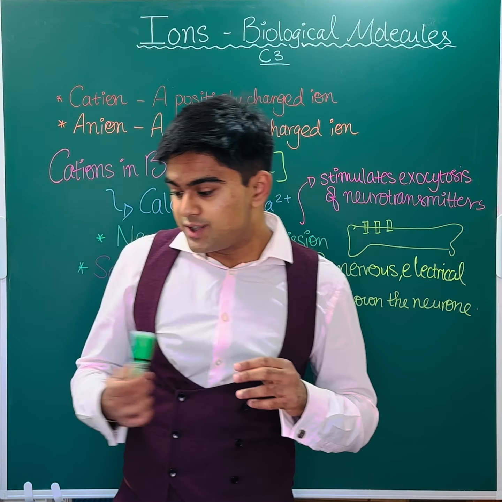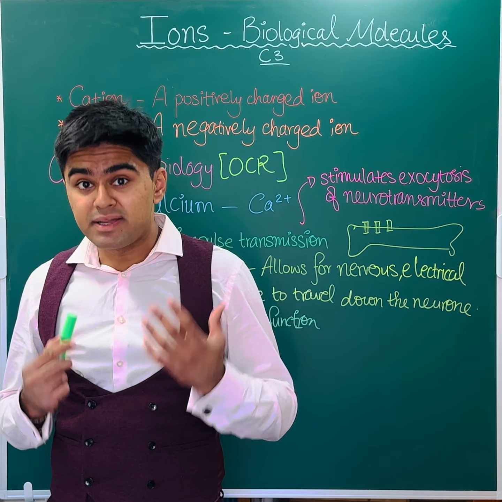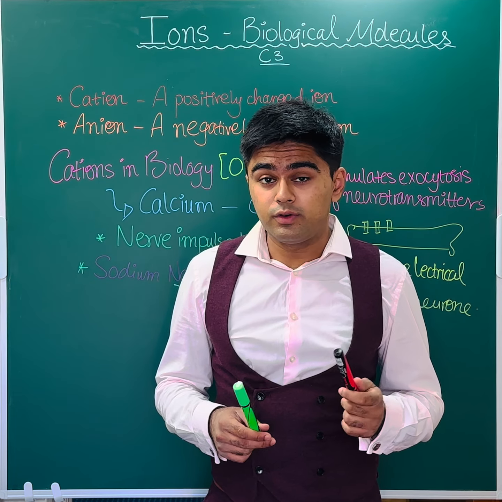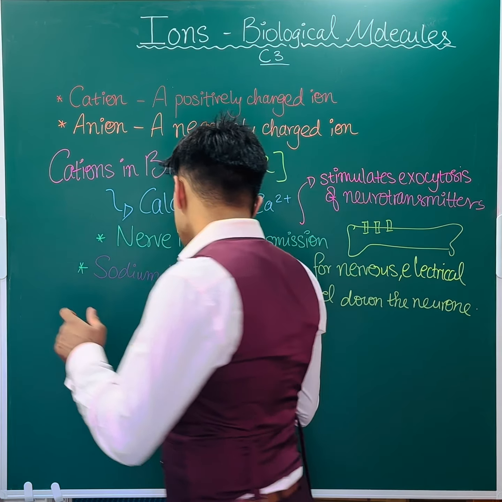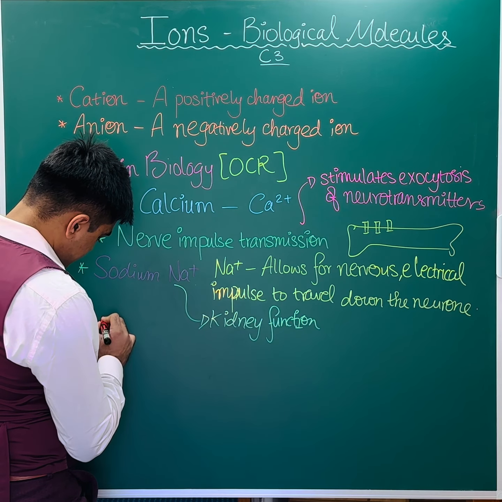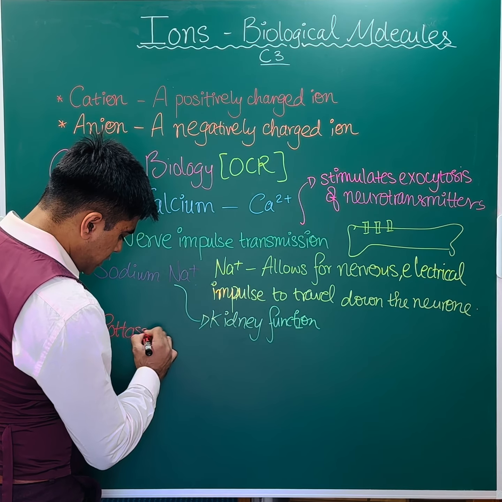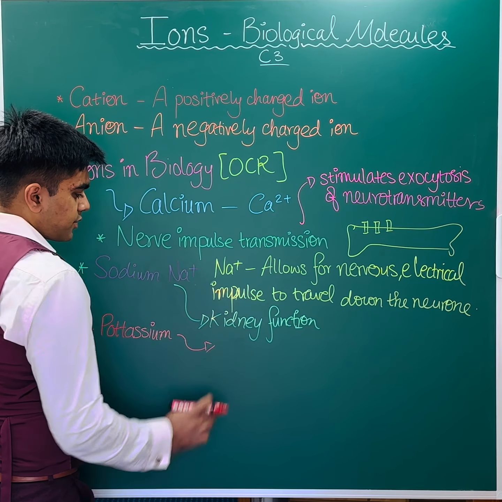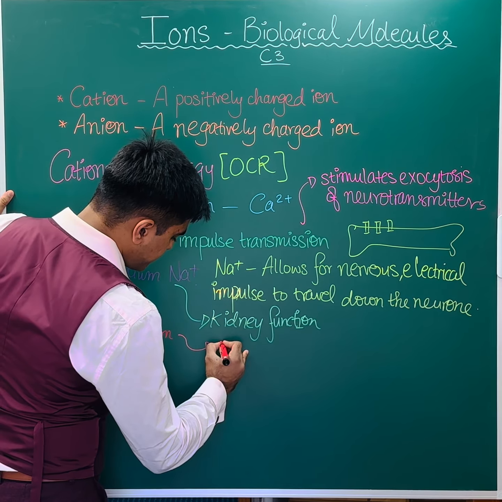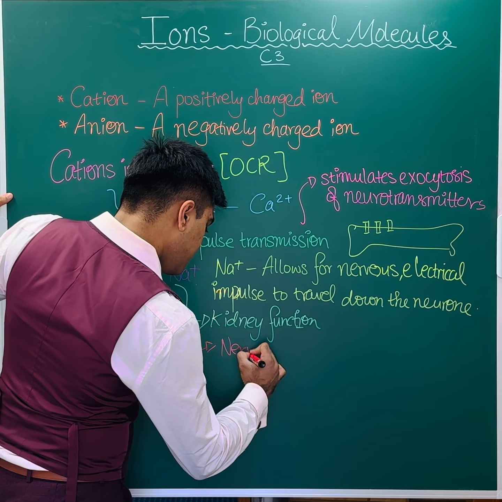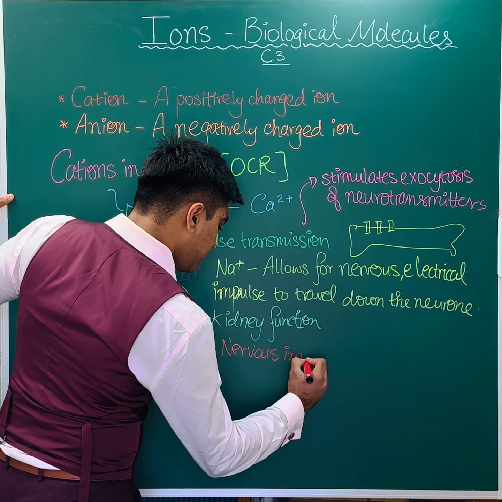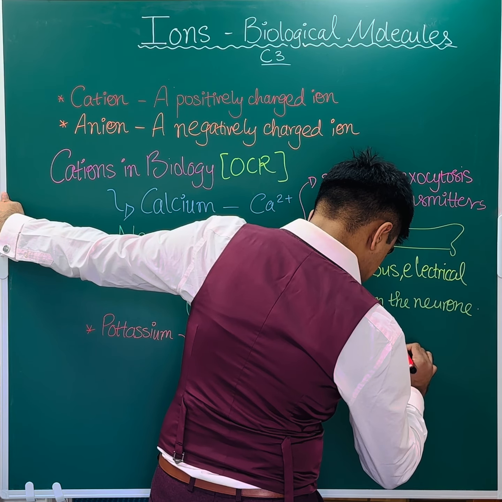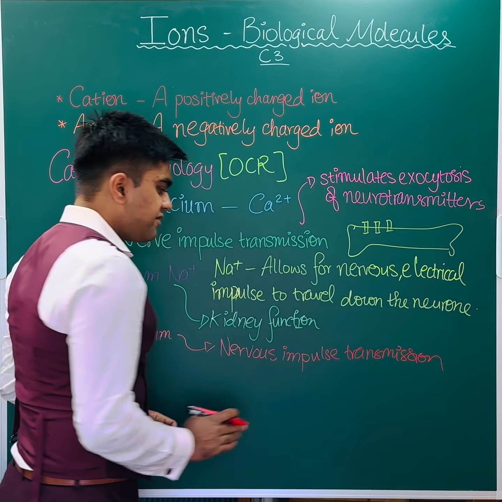Now, the next ion that we need to know according to the specification for OCR is potassium. With potassium, there isn't too much that we need to really know for humans. You don't need to know too much depth, because you'll cover potassium in a lot more detail when you're at the nervous chapter. So for potassium, again, it helps with nervous impulse transmission.